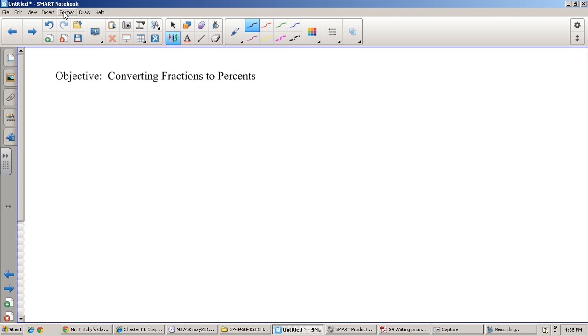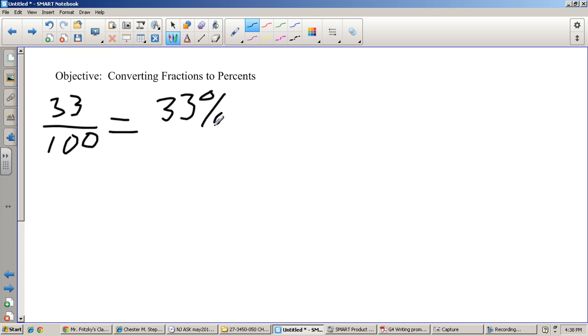Today we're learning how to convert fractions to percents. So when we look at a fraction, like 33 over 100, percent means out of 100. So this fraction right here is already out of 100. So when I convert this fraction to a percent, it becomes 33%. Any fraction with a denominator of 100, you just take the numerator and that's the percent.